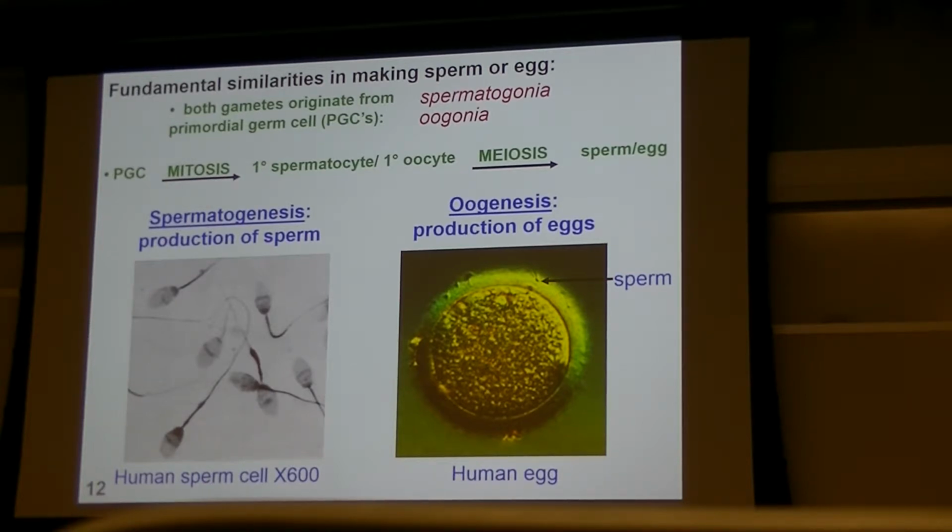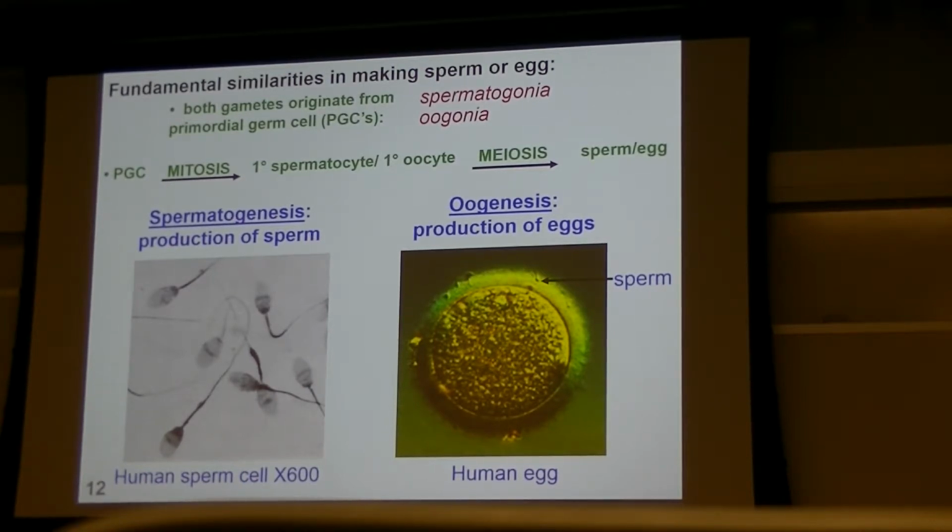Then we have oogonia, that's how you pronounce that. Oogonia are the germ cells that will make the eggs down the line. And in both cases, the general process is pretty much the same. So the primordial germ cells, they're the stem cell-like situation.